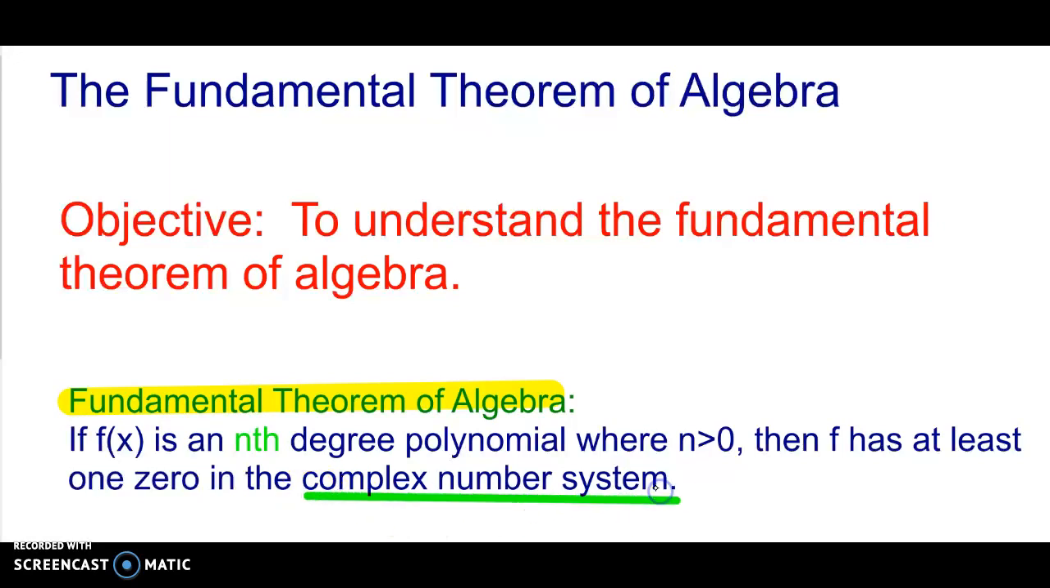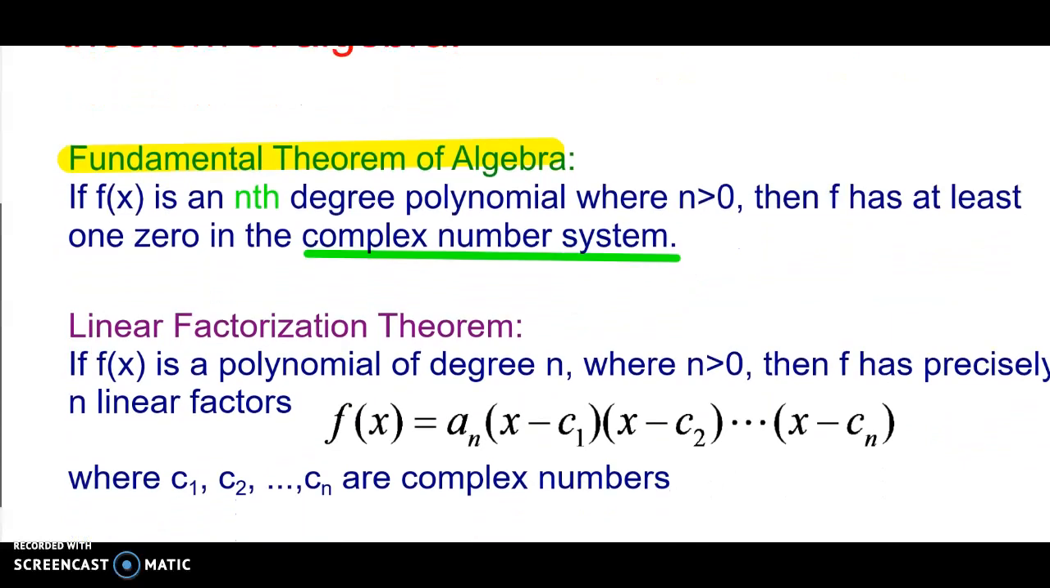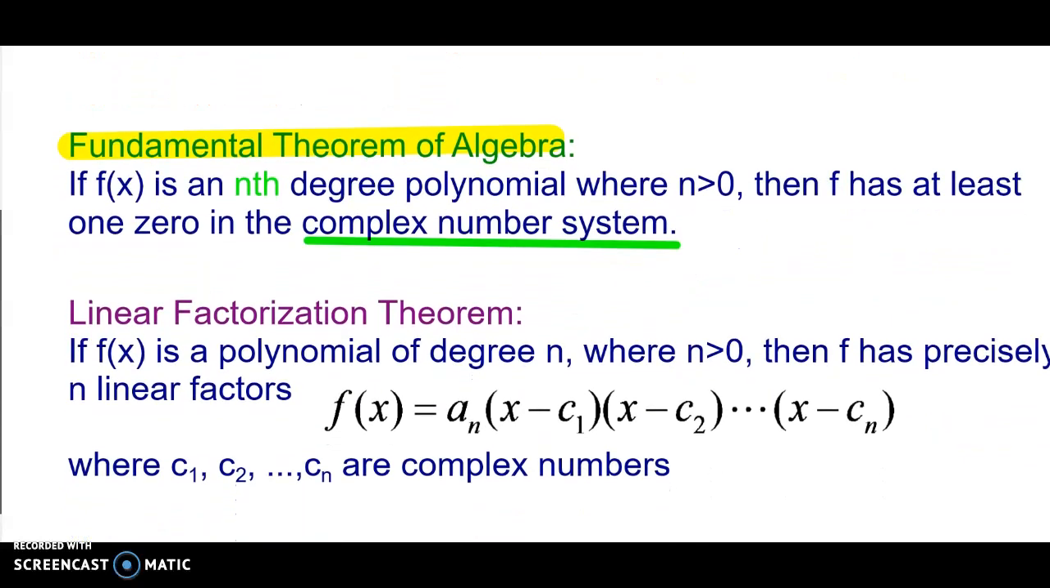This is the key here, knowing that we're talking about the complex number system. So we're saying we have f of x, an nth degree polynomial, the degree is greater than 0. Then it has to have at least one 0. It could be real, right? Because real numbers are in the complex number system. It could be imaginary, right? That's also in the complex number system, and so on. So just something for us to think about there, which honestly, it's pretty trivial. We already know that.